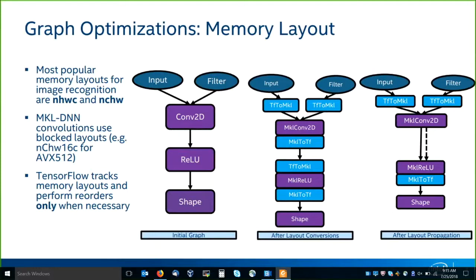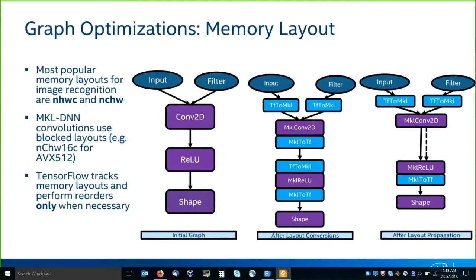While these are natively supported by the TensorFlow framework, Intel MKL prefers a more blocked layout of these tensors. For example, for Skylake or for Knights Landing, we prefer a blocked layout where we are blocking by 16 in the channel dimension. For this block transformation, we have to convert from TensorFlow format to MKL format whenever we are calling an MKL primitive in the graph.